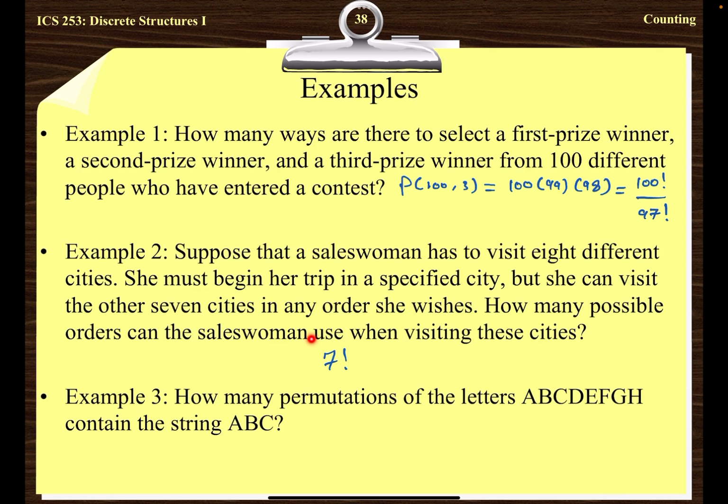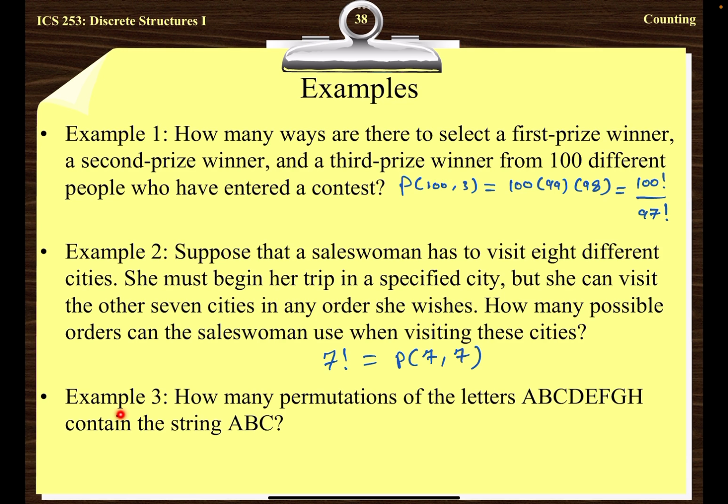Yes? This doesn't use the P. Why not? How would I use it here? 7 factorial is P of what? P(7,7). In P(7,7), you're basically choosing a permutation of 7 cities. You're choosing a permutation of 7, and this might have answered your question, by the way, right?